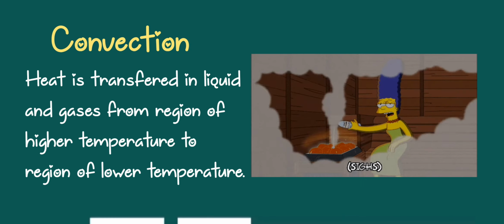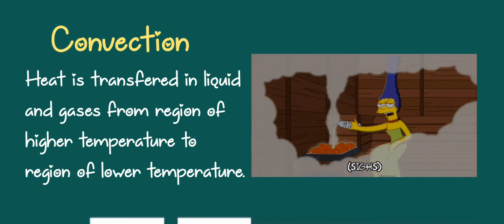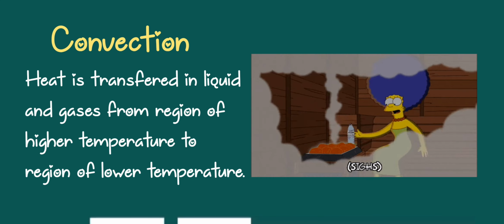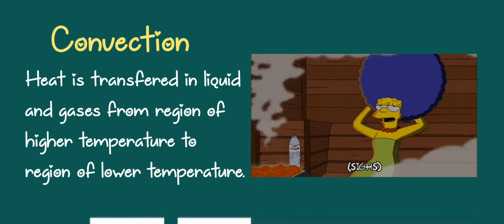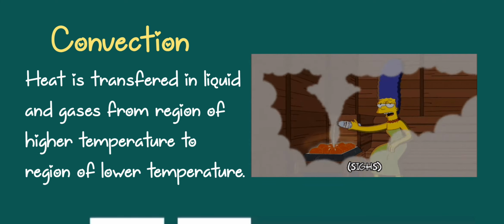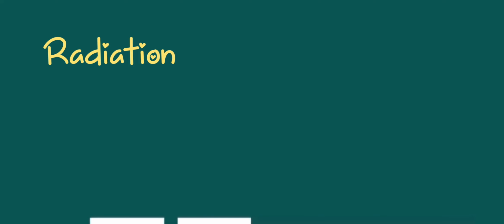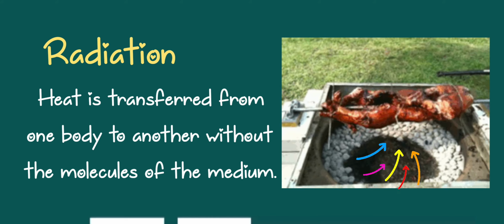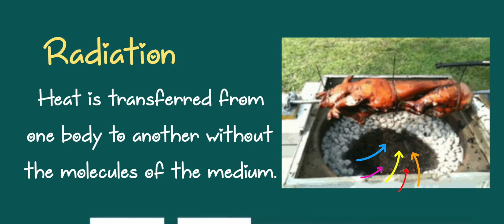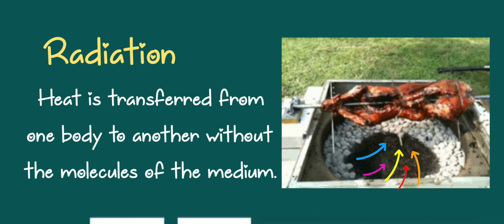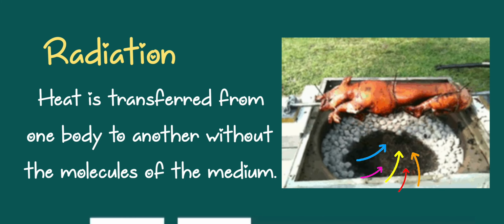Pag naman sinabi natin convection, heat is transferred in the liquid and gases from region of higher temperature to a region of lower temperature. So, mula daw sa region or sa parte na mainit, papunta sa parte na malamig. Pag radiation, heat is transferred from one body to another without the molecules of the medium. So, ibig sabihin, pag radiation, natatransfer yung init pero hindi nagtatouch. Okay?